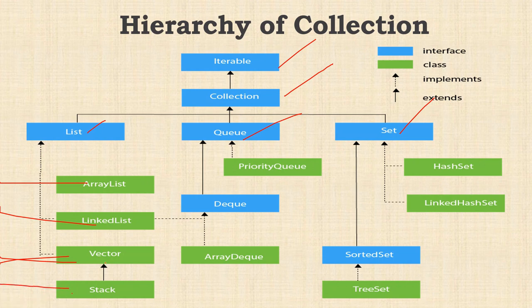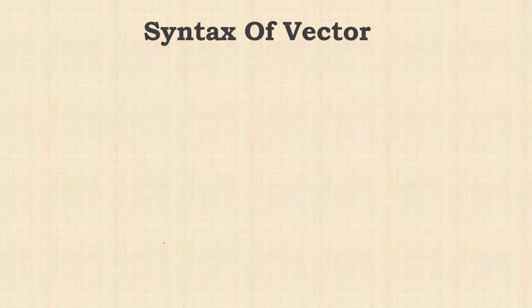So Stack extends Vector and Vector implements List. Like this is the scenario. You can also see the Set: HashSet is there, LinkedHashSet is there, Queue, Deque is there, PriorityQueue is there. Here we are concentrating on Vector. So it is a complete hierarchy of collection. You have to understand from basics. We are going to see the syntax of Vector.